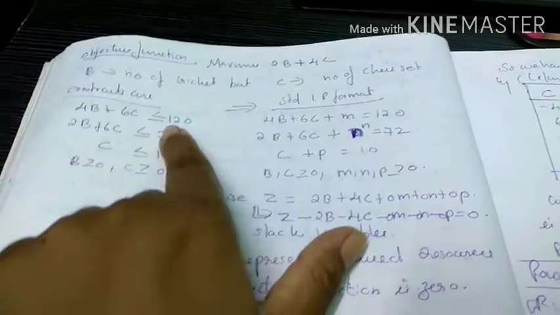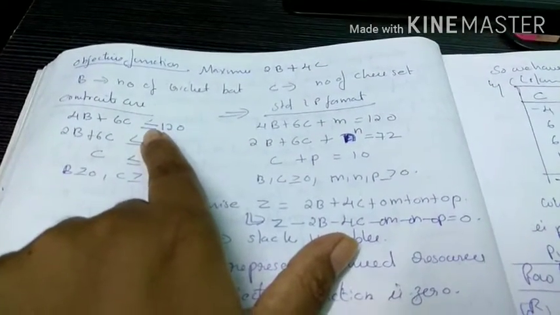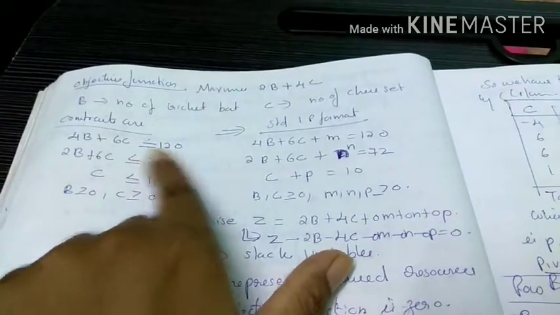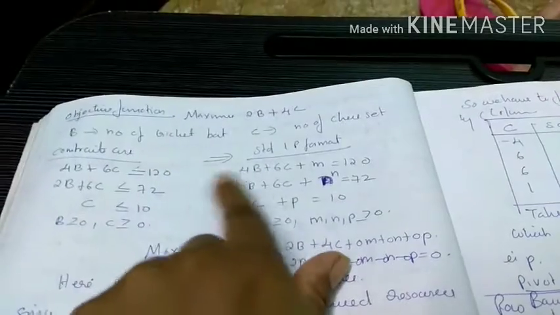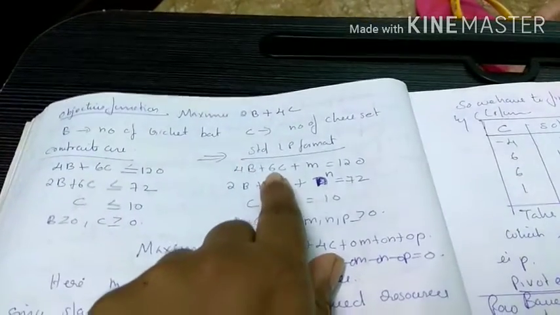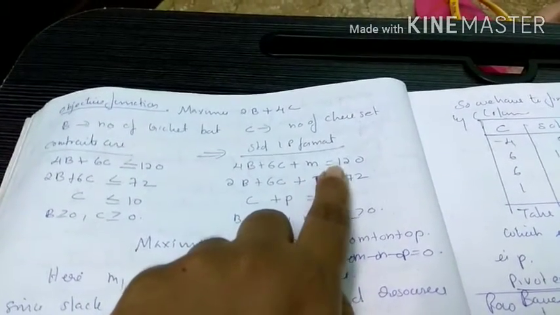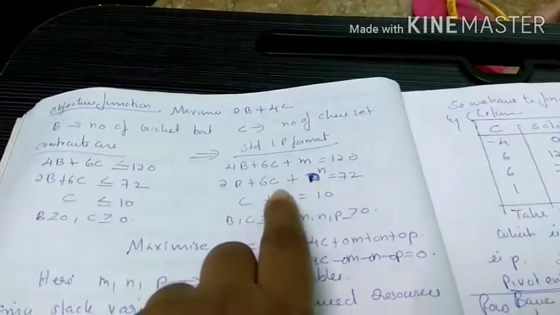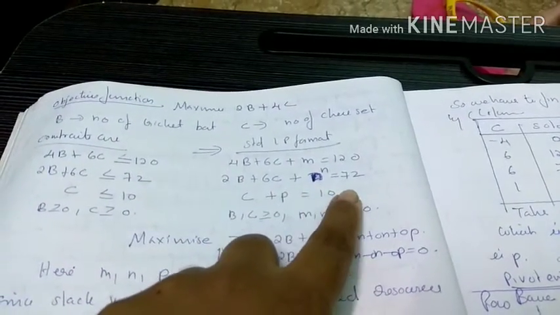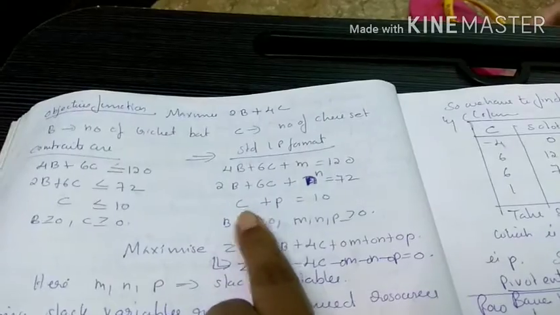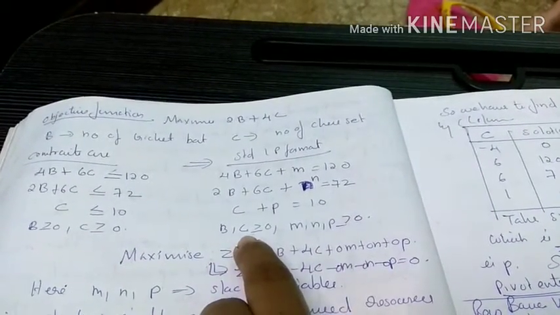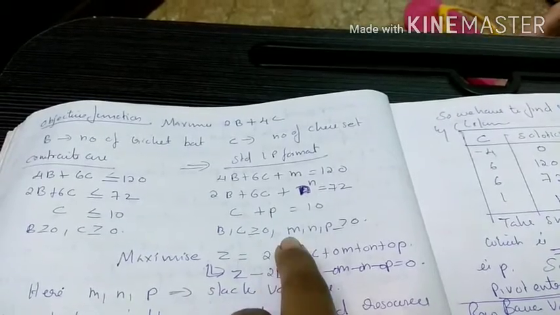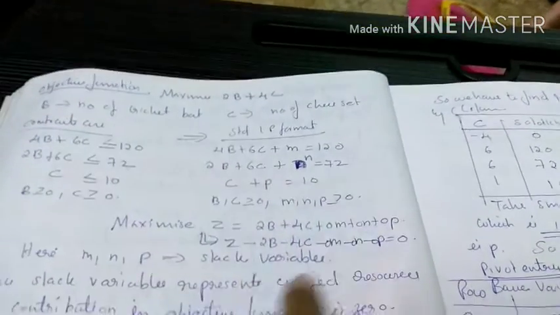And we have to convert this to standard LP format. Here we have to replace less than or equal to with a slack variable and put equal to. So we write this as 4b plus 6c plus m, a slack variable, equal to 120. 2b plus 6c plus n, a slack variable, equal to 72. Then c plus p, the slack variable, equal to 10, and b greater than or equal to 0, c greater than or equal to 0, and the slack variables m, n and p should be greater than or equal to 0.